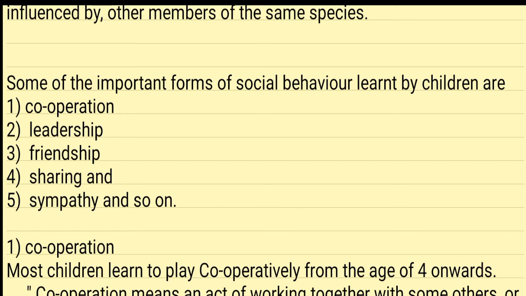And the second type of social behavior is negative social behaviors. Negative social behaviors include fear, jealousy, hatredness. So these are the examples of negative social behaviors. And these are positive social behaviors: cooperation, leadership, friendship, sharing, and sympathy.